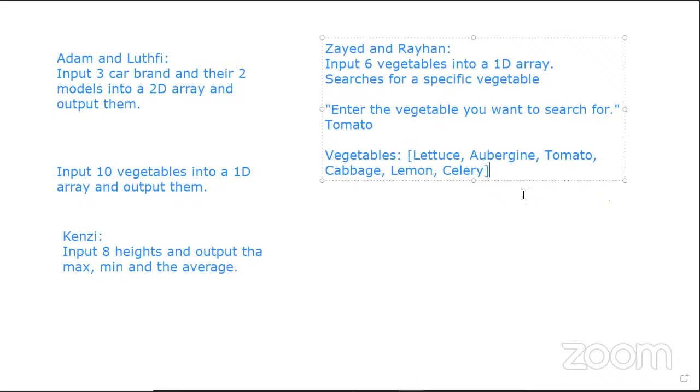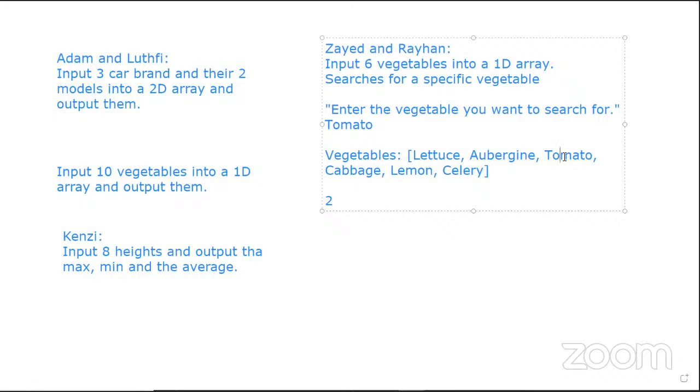the program will loop through the entire array and will go, is this tomato? Nope, it's lettuce. Is this tomato? Nope, it's aubergine. Is this tomato? Yes, it's tomato. And guess where it is? It's on the third section. So the third section in an array is not 3, it's 2 because it's 0, 1, 2. So we'll output 2. It will output the index, which is 2.